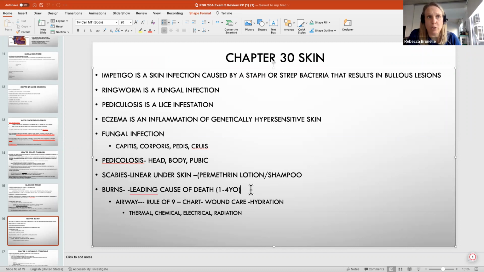And then burns are important to remember. We talked about in class, if there's anything at all in the face, nose, mouth, you have to be worried about their airway. Some key things to remember are hydration, electrolyte imbalances, and they're going to need lots of carbohydrates and protein to recover from the burn.